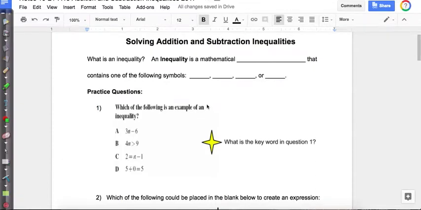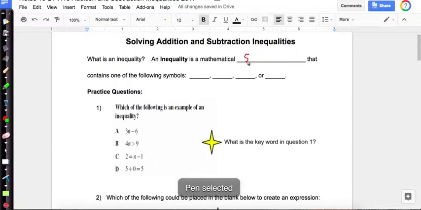Welcome to my video on solving addition and subtraction inequalities. So what is an inequality? An inequality is a mathematical sentence that contains one of the following symbols. We have greater than, less than, greater than or equal to, or less than or equal to.